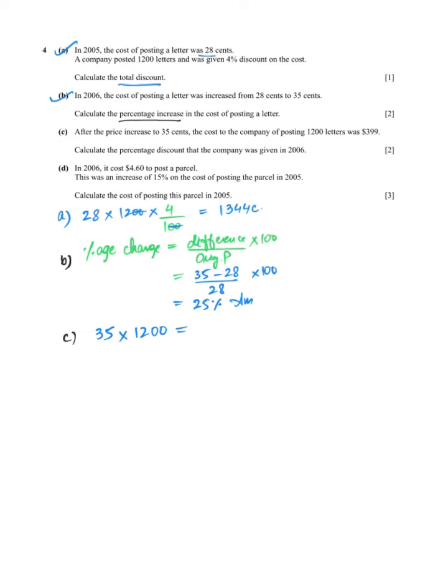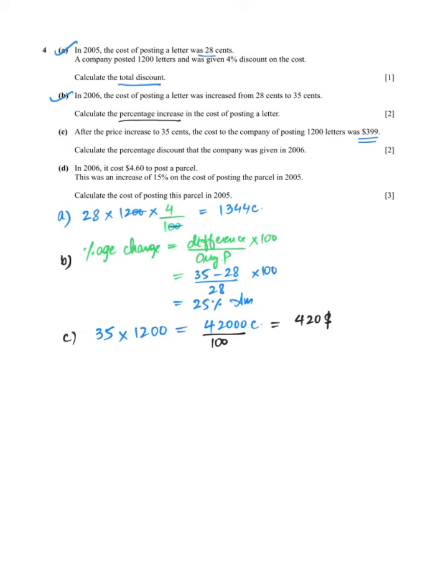35 times 1200, it is equal to 42,000 cents. Alright. Here the price is given in dollars, so you need to convert to dollars by just dividing your answer by 100. So 42,000 divided by 100, you will get $420. Now you can observe clearly that the current price is $3.99, but the original price is $4.20, and you need to find out the percentage discount.